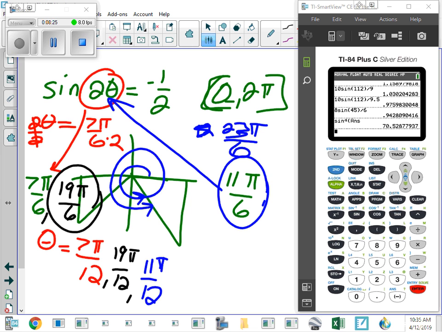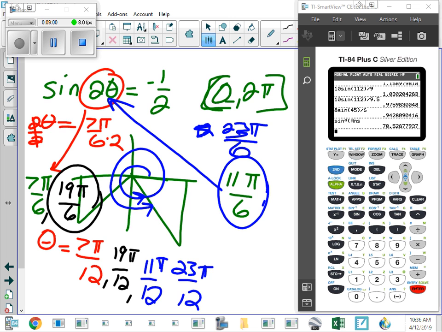23 pi over 6. If I cut that in half, I get 23 pi over 12. Is that in the window? Yes. Now, if I did another rotation, it would be too big. It wouldn't fit in the window. So there are 4 angles that I can times by 2 and get the ratio of negative 1/2, and those angles fit inside a full rotation.